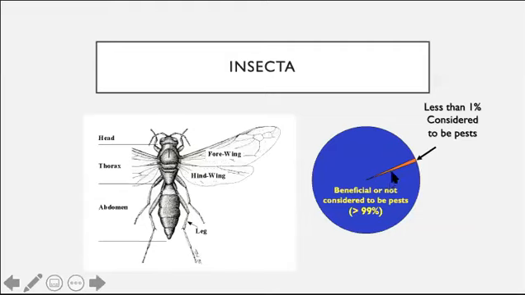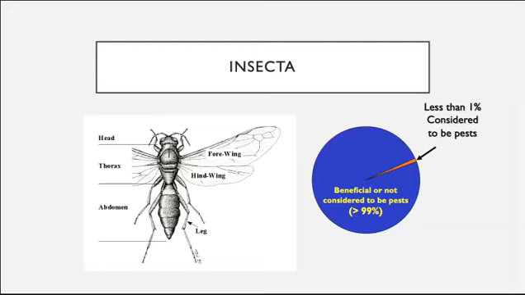However, of this small percent that can be pests, these guys are some of the most damaging pests of crops, both during crop production and post-harvest during the storage stages. And so it's very important to learn to be able to identify an insect and know how insects differ from these other classes that we've just seen.